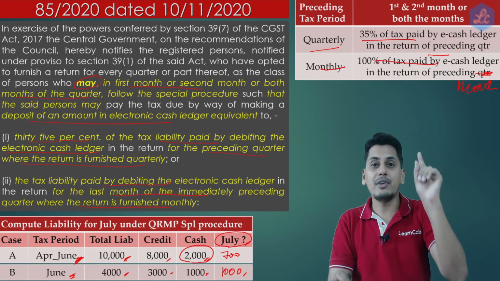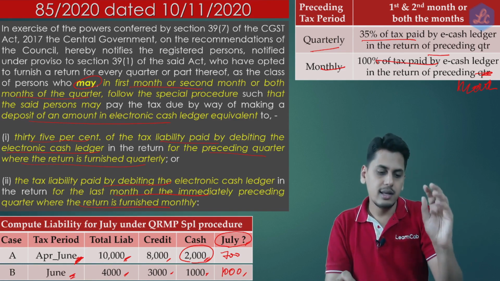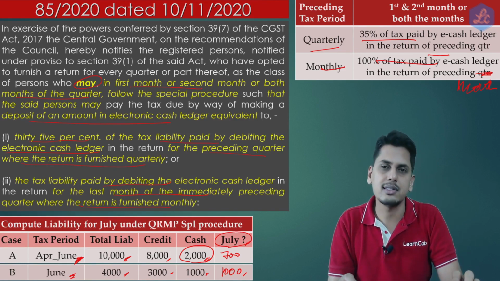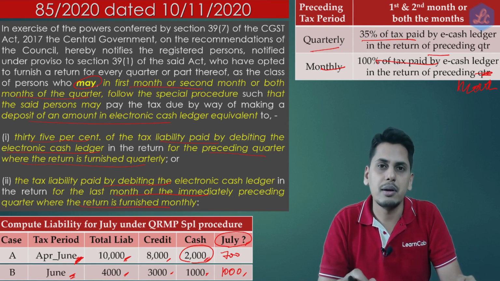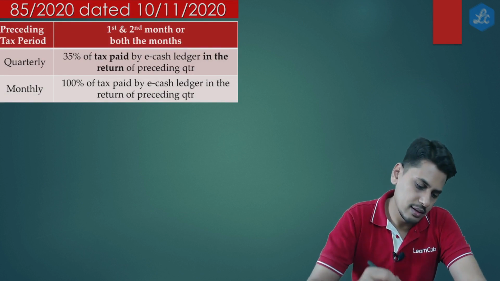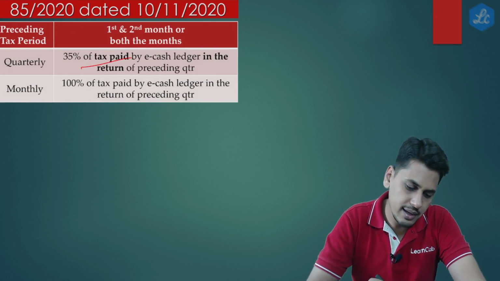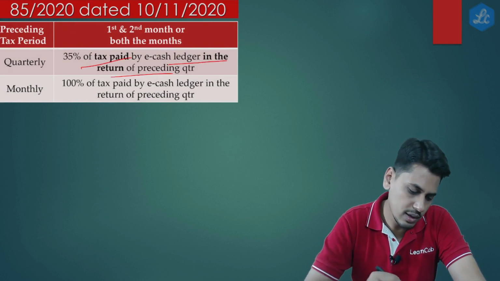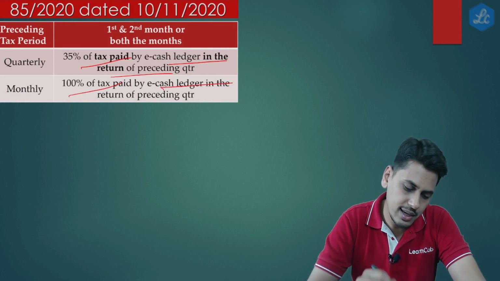So friends, for the first and second month of the quarter, this is the special procedure, which is a fixed sum method. So friends, 35% of tax paid by e-cash ledger in the return of the preceding quarter, 100% of tax paid by e-cash ledger in the return of the preceding month.